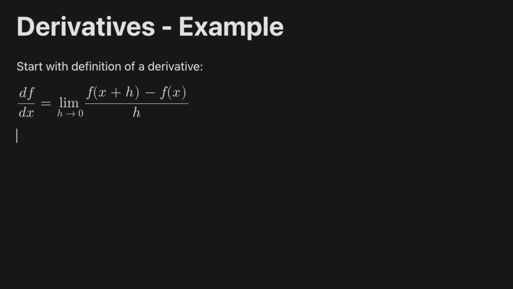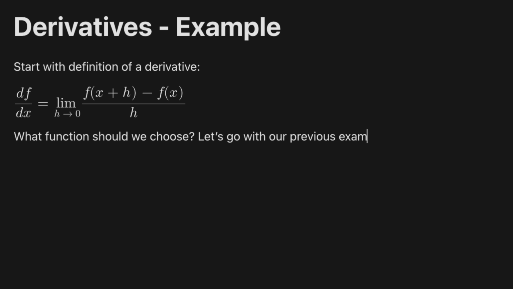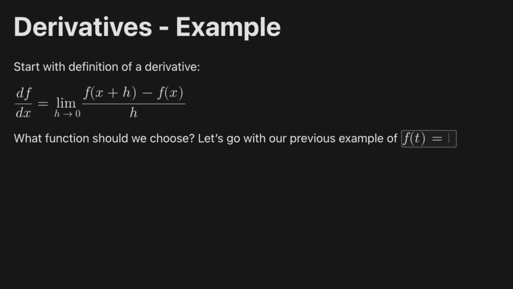So let's start with the definition of a derivative, which is what we have here, and we've already discovered this in our video. The next question is, well, what function should we choose? I'm deciding to go with the previous example that we had, which was f of t equals t squared. Now, I've chosen this for two reasons. One, because we've already seen the expression and we've already discovered it in the video, but also because you might know that t squared or x squared is the classic example that you start with when learning derivatives.